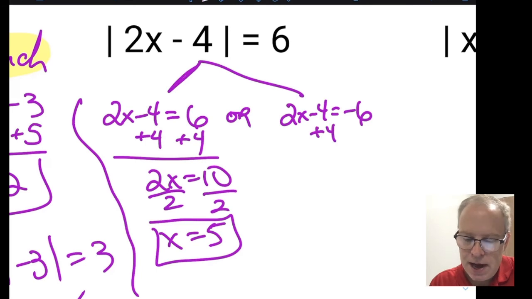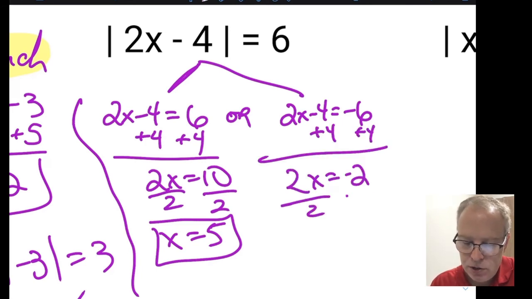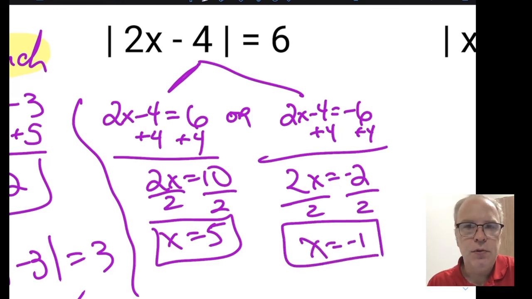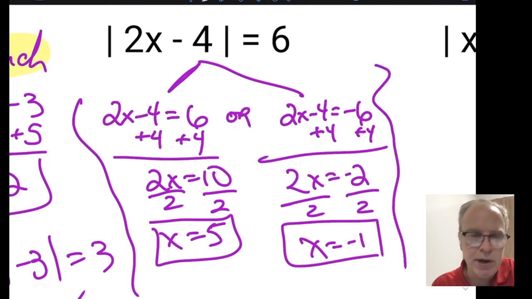On this other one, I'm going to add 4 on both sides. I get 2x equals negative 2, divide by 2, and I get x equals negative 1. So there's the answer on that one. So two answers, 5 and -1. And by the way, you don't always get a positive and a negative answer. You could get both positives, both negatives. Okay, so don't assume anything. You got to just branch it out and solve, and whatever the answer is the answer.